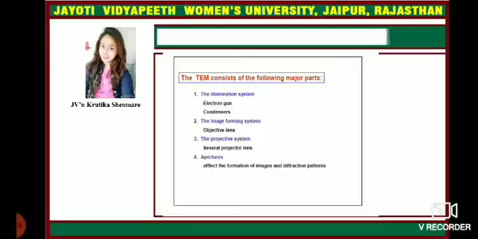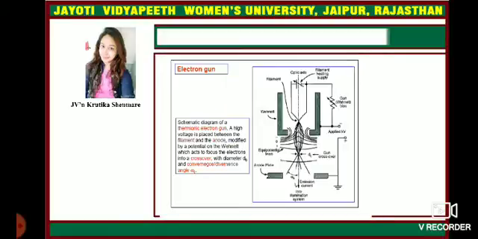The TEM consists of the following major parts: the illumination system, that is electron guns and condensers; the image forming system, that is the objective lens; the projective system, that is several projector lenses; and apertures that affect the formation of image and diffraction patterns. Electron gun.